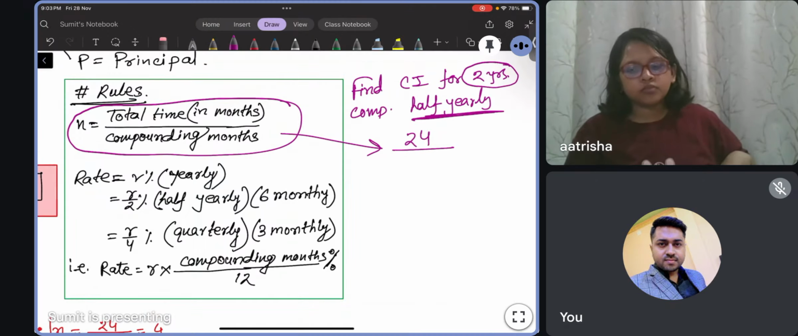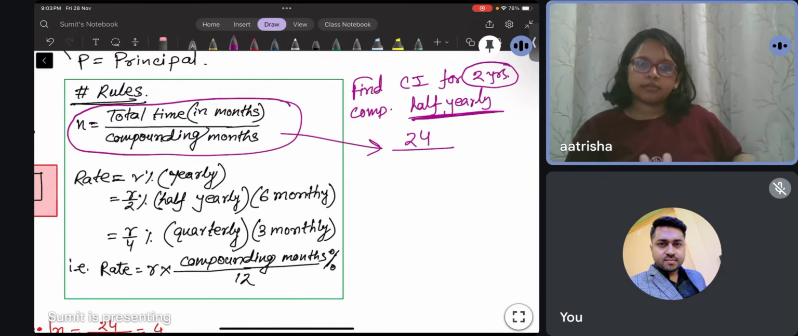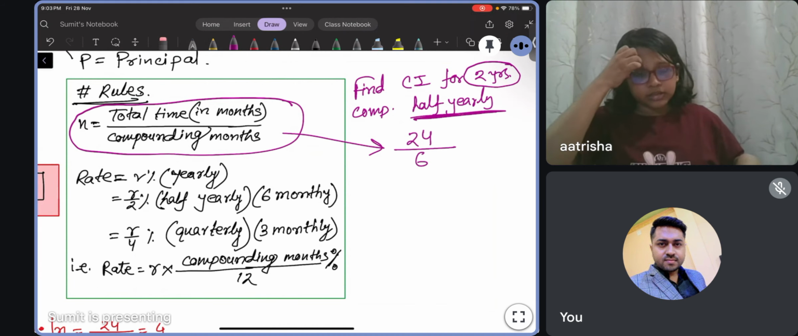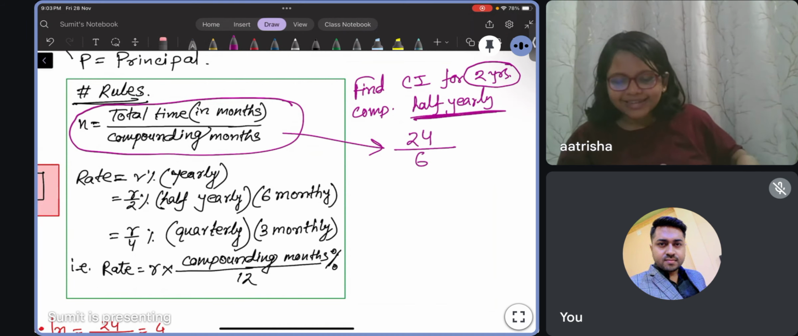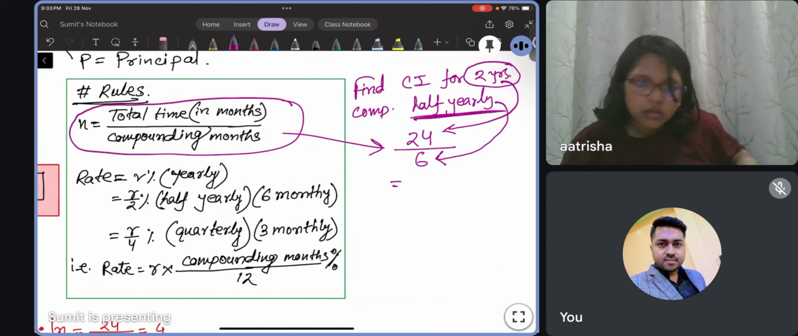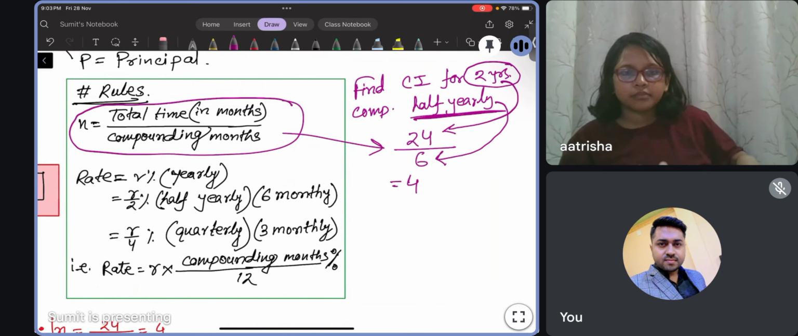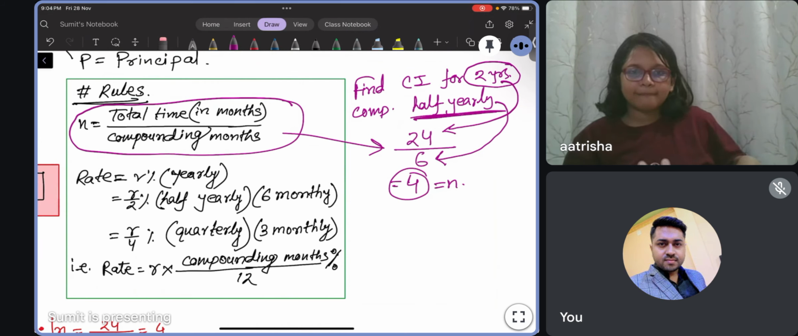What compounding month have they given? Half yearly. Half yearly means how many months? Half yearly means 6 months. Okay, so 2 years means 24 months, compounding time 6 months. So if you do the ratio, how much will you get? What is 24/6? 4. So 4 will be the value of n.